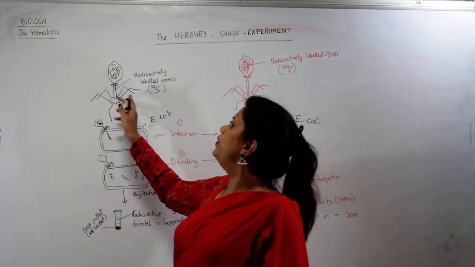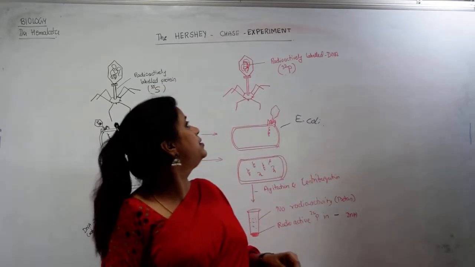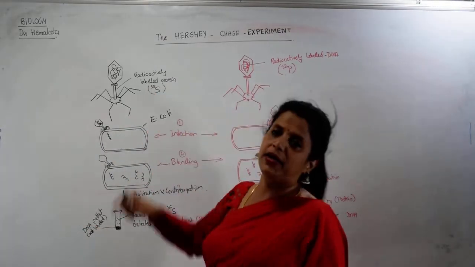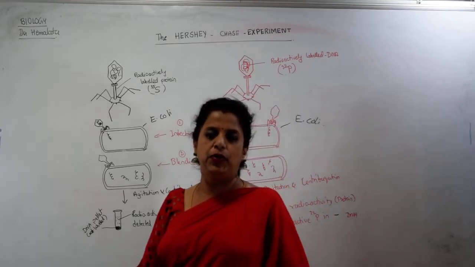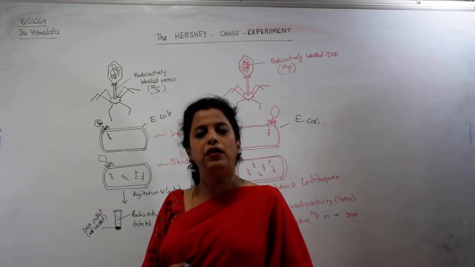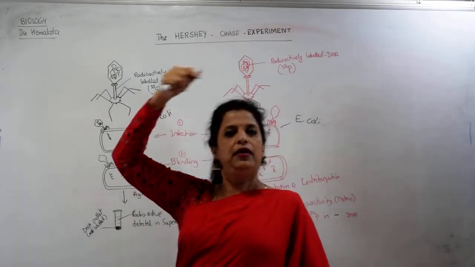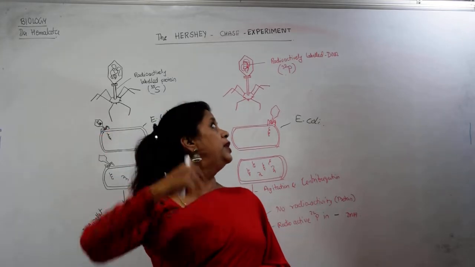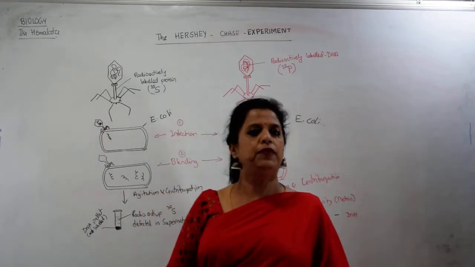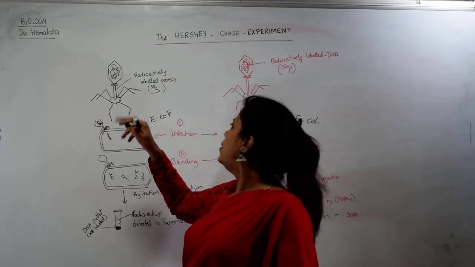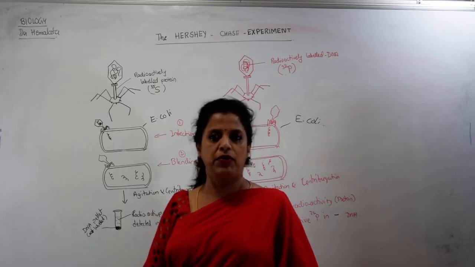In another bacteriophage, protein was labeled with S35, right? That is P32, this is S35, correct? You have to write their names correctly. What are the labeled protein and labeled DNA? Labeled protein had S35, labeled DNA had P32, because normally DNA contains a phosphate group and protein contains sulfur, normally in the amino acids.